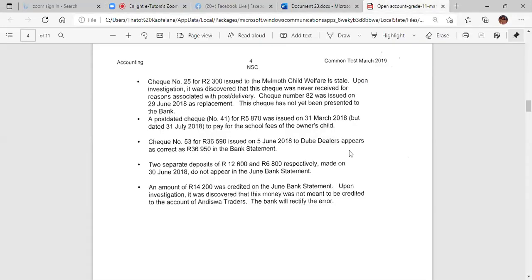A stale check is a check that is delayed by 6 months. For example, I write you a check on January the 1st. I write you a check and I'm like, okay, Mukhumuti, this is a check for 500, go and collect it at Capitec. And then you don't collect the check in January, February, March, April, May. In June, on the 1st, when the check is 6 months old, it has expired. In normal terms, it has expired. But in accounting terms, we don't use those lousy terms. We say it's stale.